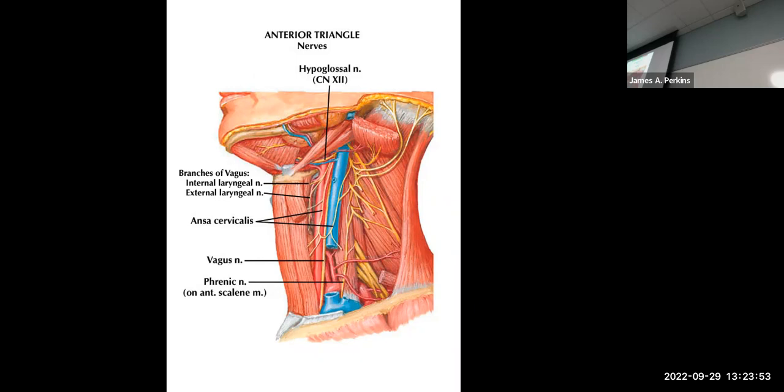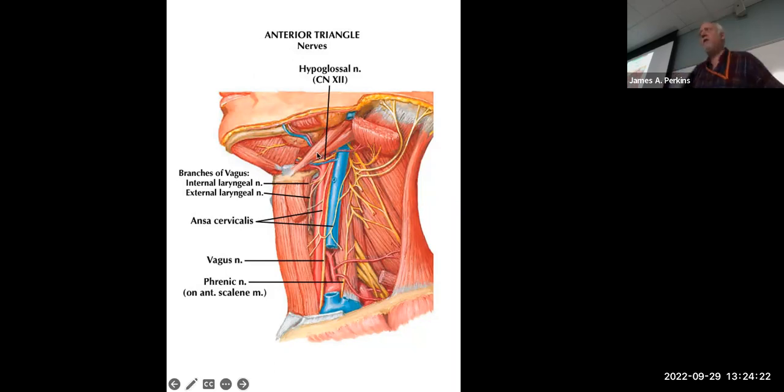But it does happen that the superior root of the ansa, which is coming from C1, does kind of hitchhike along the hypoglossal nerve for a short distance and then separates from it. So they just kind of join together, travel together for a little ways, and then the superior root of the ansa splits off of the hypoglossal nerve. So that's why it looks like a branch of hypoglossal, but it's really not.